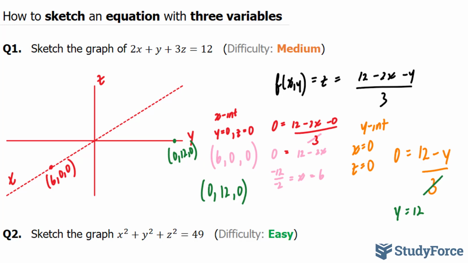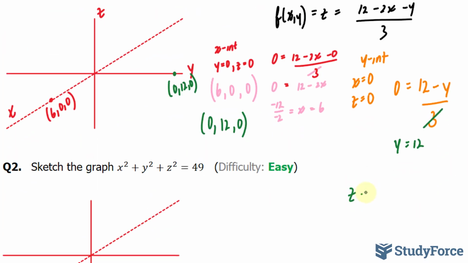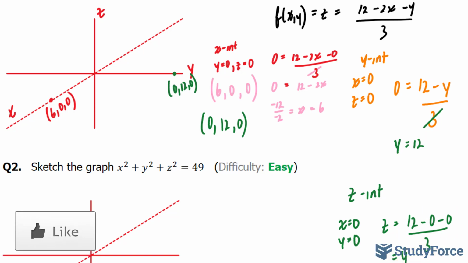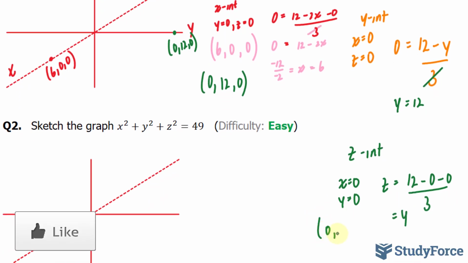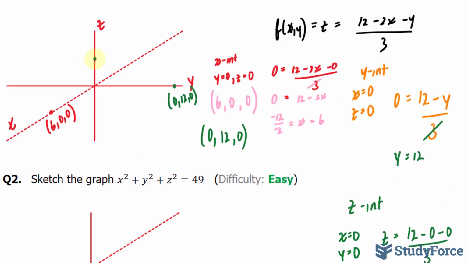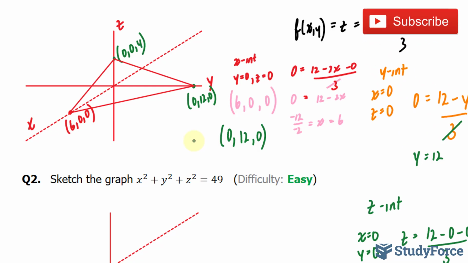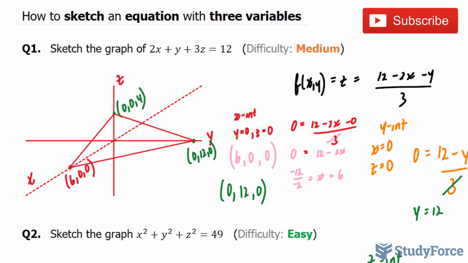Now I need to find my z-intercept. To do that, I'll set x equal to 0, y equal to 0. z is equal to 12 minus 2 times 0 is 0, minus 0, over 3. Therefore, z is equal to 4. My next point is at 0, 0, and 4. I'll plot that, and it appears to be somewhere here. If I connect these points with a straight line, I should end up with a plane, a 3D plane that looks like this. That right there represents my sketch for question number 1, and for that particular equation.